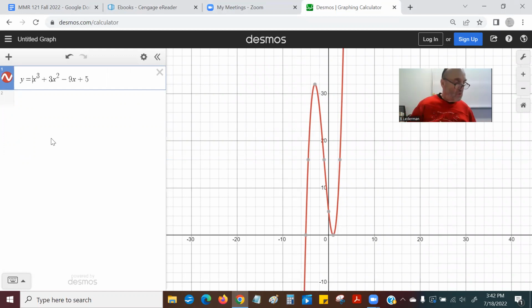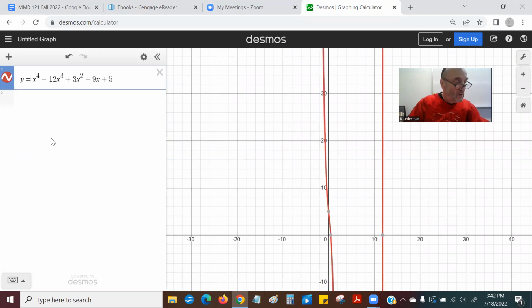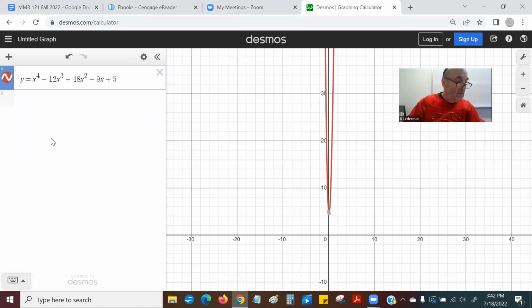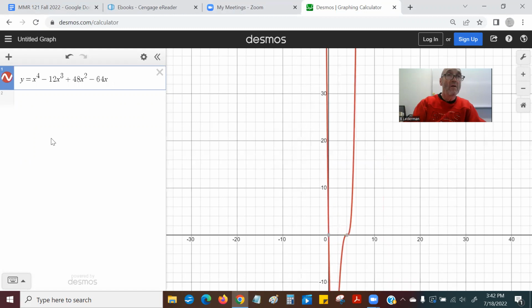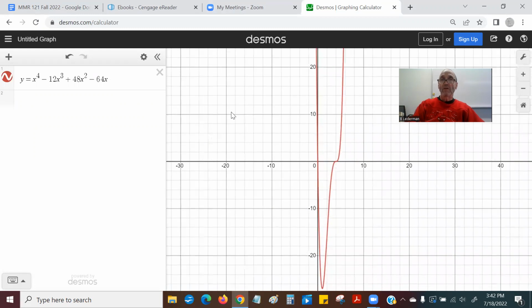So the original function was x to the fourth minus 12x cubed plus 48x squared, and then minus 64x.